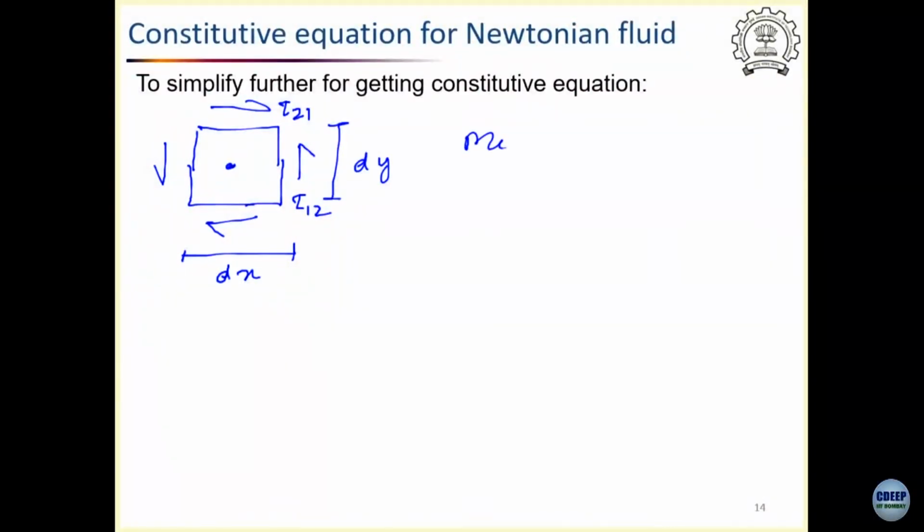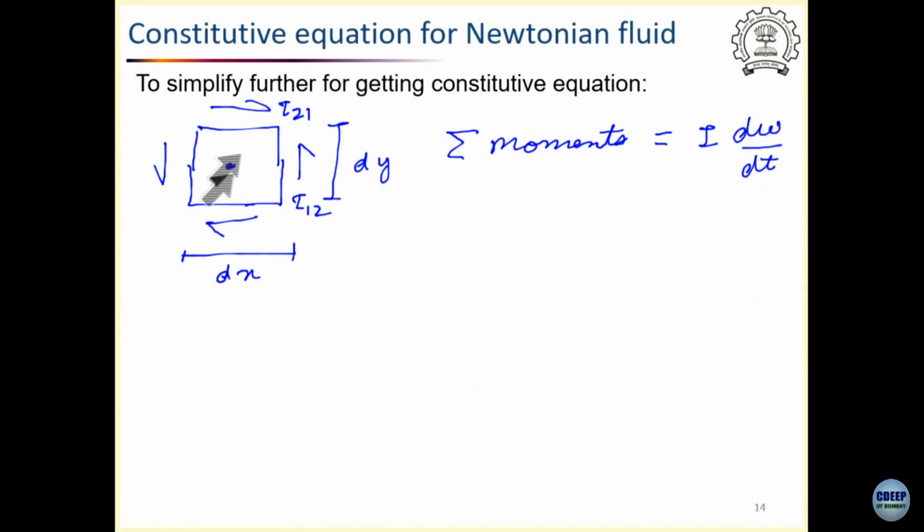you will have moments. For rotational equilibrium, what is the sum of moments equal to? I d omega by dt, rotational inertia or moment of inertia times angular acceleration. Now what would be the moment of inertia? I think for a rectangle it's b d cubed by 12, something like that. And then you'll have to write all the moments: tau 21 multiplied by dy divided by 2, tau 12 multiplied by dx divided by 2. If you write all this, and take the limit that this fluid element is very small, so dx and dy are small, you will get the equation that tau 12 equals tau 21.